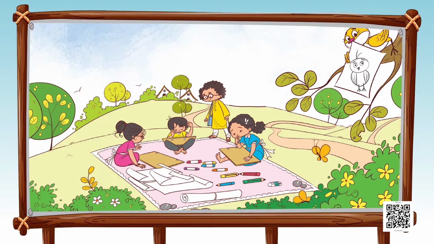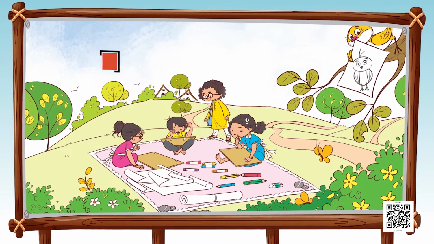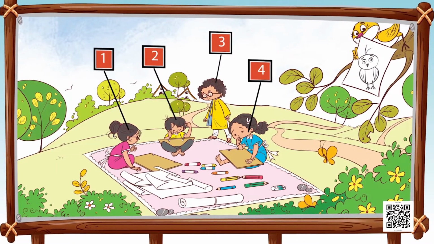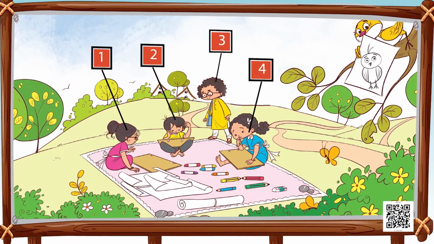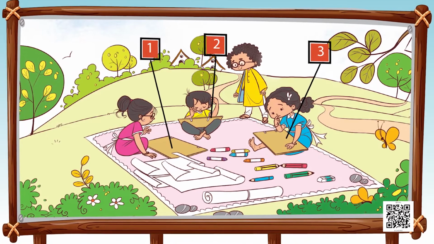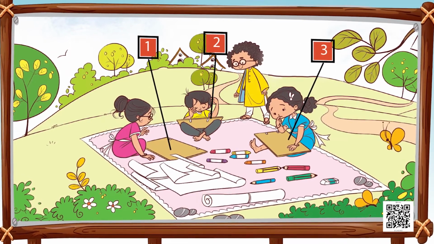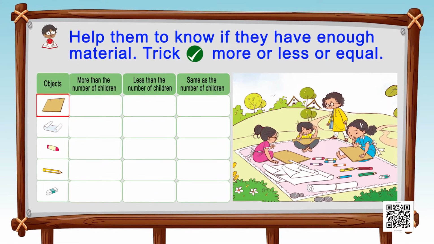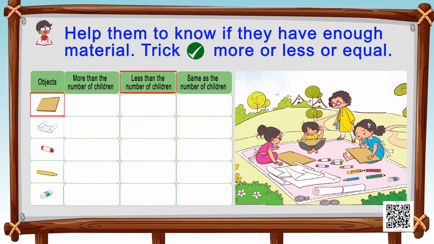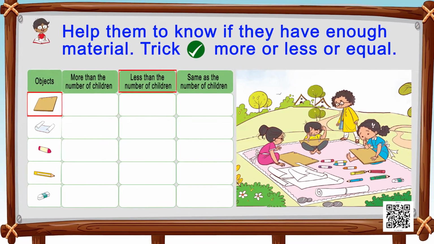So first of all, let's count the number of children. So how many do we have? We have 1, 2, 3, 4. 3 are sitting on the ground and 1 is observing them. So in total, we have 4 children. And the number of cardboards, let's count them. It's 1, 2, 3. We have 3 cardboards. And since there are 4 children, the answer is, it is less than the number of children. So we have to put a tick in the column where it says it's less than the number of children.